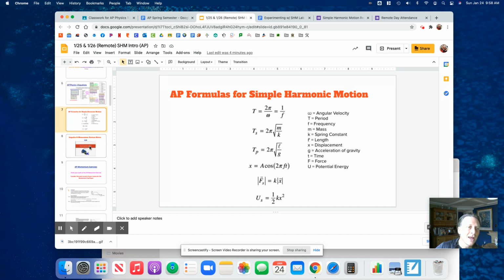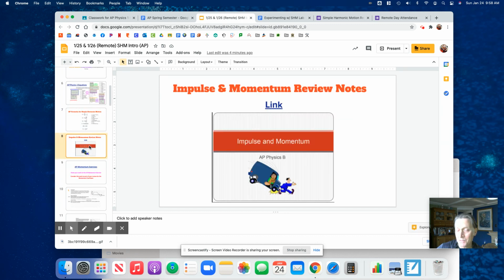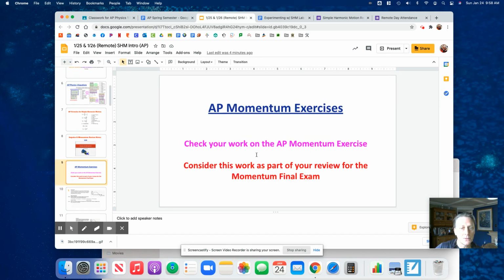Okay. All right, so the impulse momentum, this is our last unit. We have a test for this next class on our remote day. There's some links to some notes, so just look over notes for the whole entire unit. And these are the exercises we did last class. So just check your answers on these. Consider these to be part of your review for your final exam.